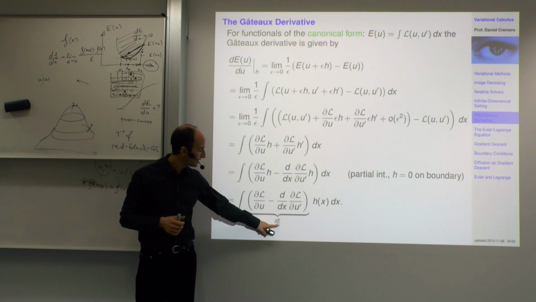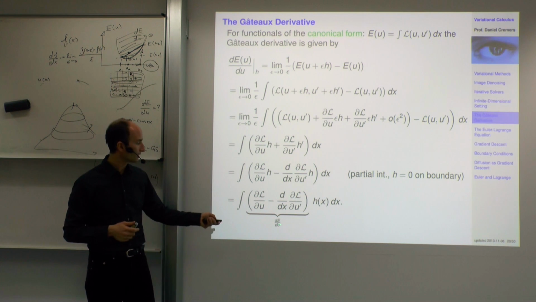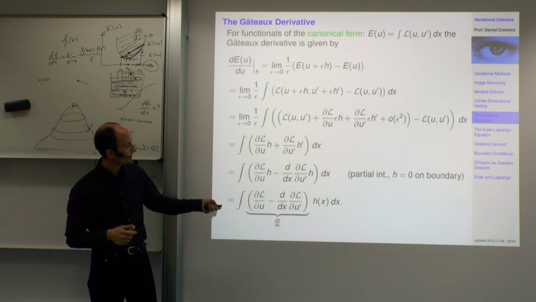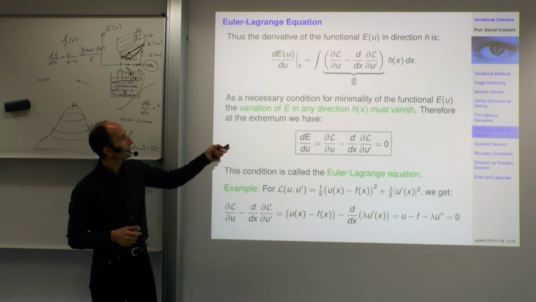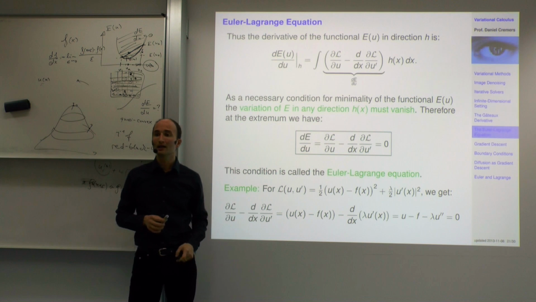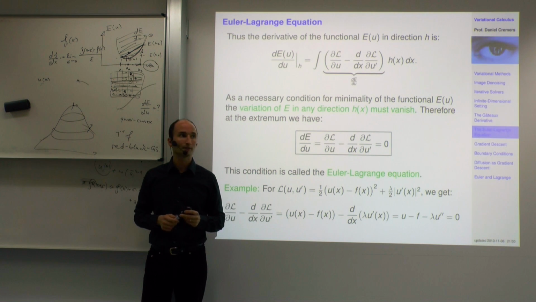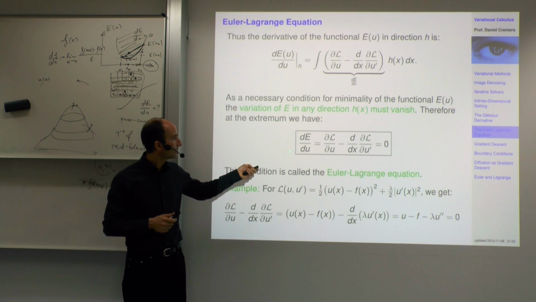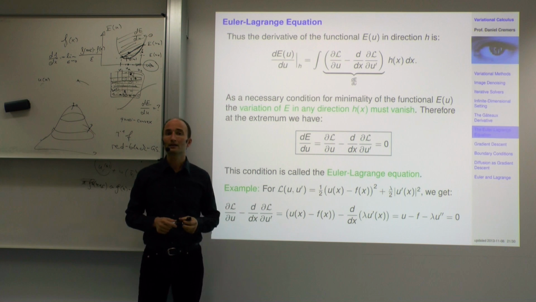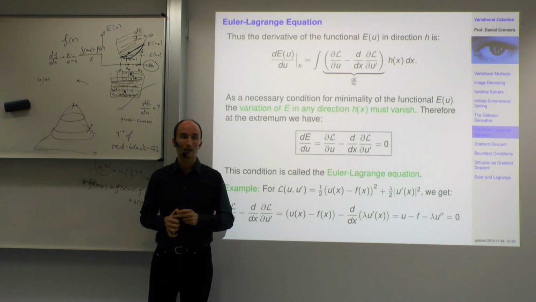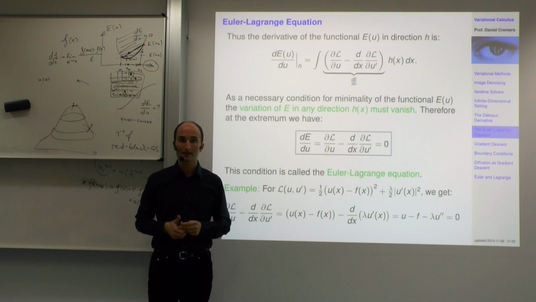And so we can read out the extremality principle for functionals: dE by du equals 0, and it basically means that the term in the brackets here must be 0. This term here must be 0, and so this, what I put in a box here, is called the Euler-Lagrange equation. And so the Euler-Lagrange equation that you see here, that is the extremality principle for functionals, and we just derived this in this Gateaux calculus. And this is where we'll stop and continue next time. Thank you.